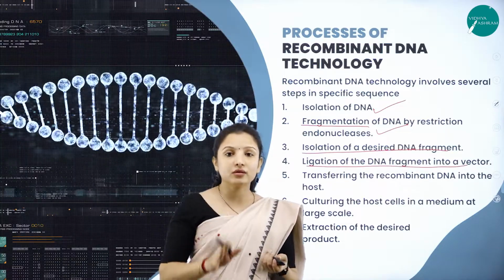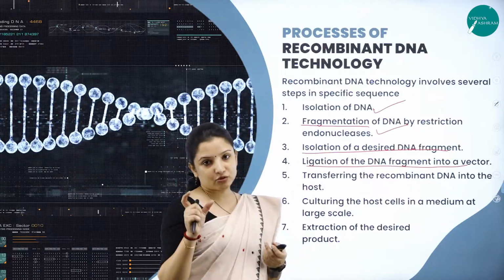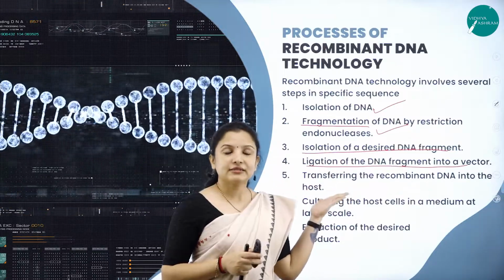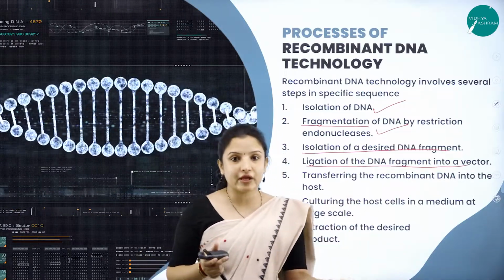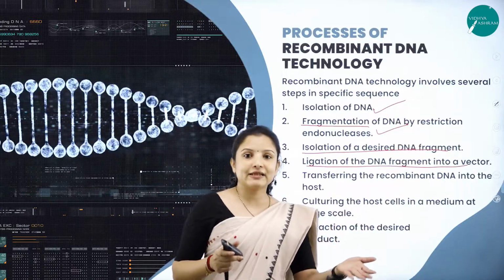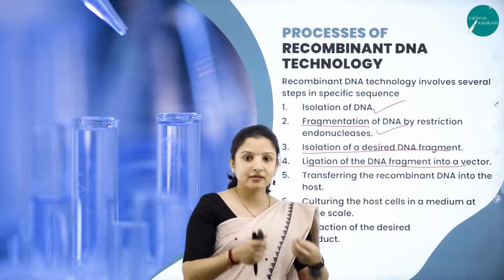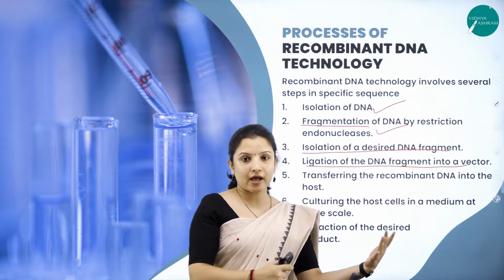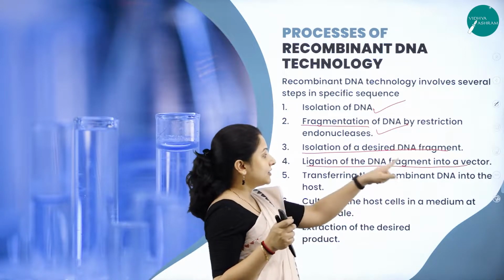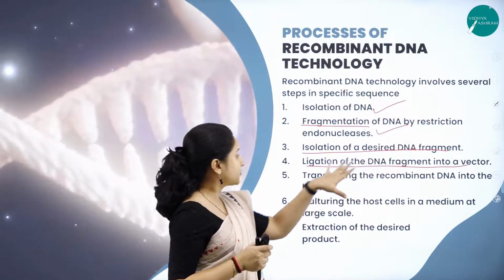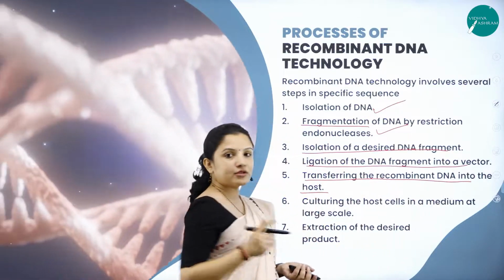It will contain only the genes that are of our interest, and that will be sent into a vector. Now, what is this vector? A vector is a vehicle. As I told you, for you to move from one place to another, you need a vehicle, a transport. Just like that, in recombinant DNA technology also, to move the DNA from one organism to another, you need a transport, and that transport or vehicle is provided by the vector. The vector will transfer the recombinant DNA into a suitable host.